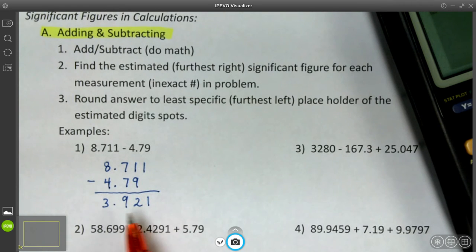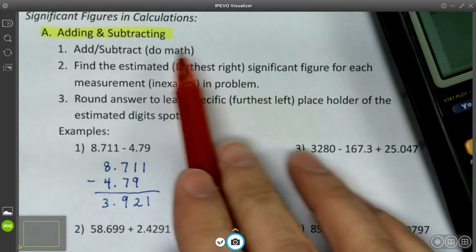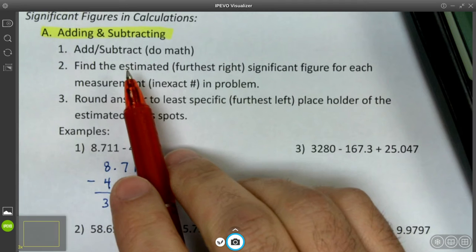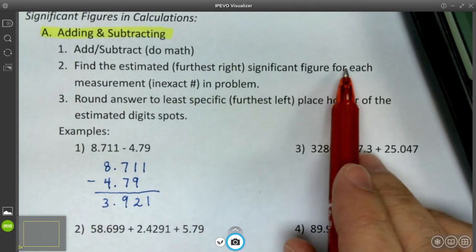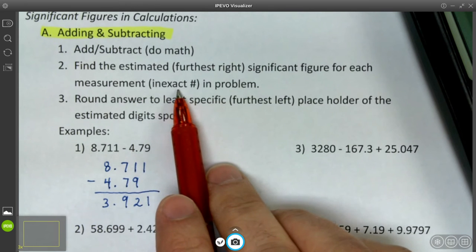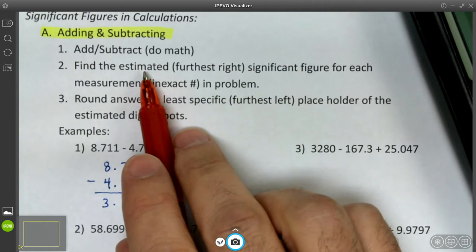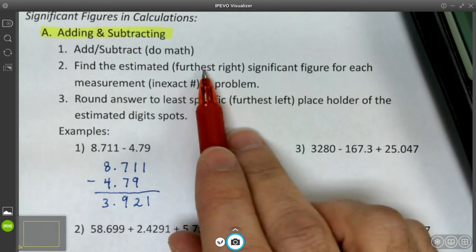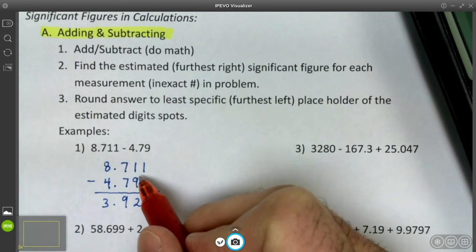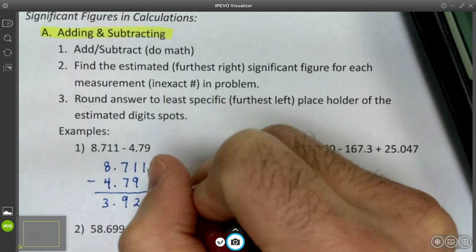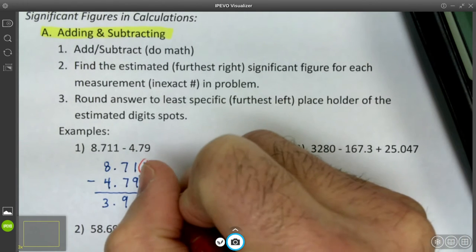Okay. So what we need to do is figure out where we need to round our number to have the right number of significant figures based on our adding and subtracting rule. So find the estimated, or the furthest right, significant figure for each measurement or inexact number in the problem. Remember I said we're treating all of these numbers as measurements. So we need to find what's called the estimated or the furthest right significant figure. The significant figure furthest to the right of 8.711 is the 1. For 4.79 is the 9.